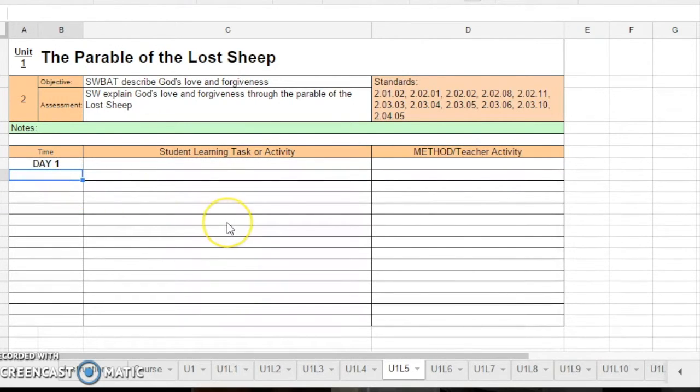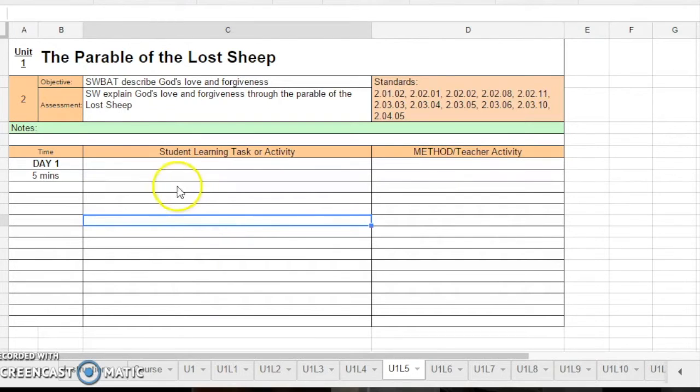When I'm thinking about the start of my lesson, I think about my students, and I know that they need to activate their prior knowledge first, and I need to get their attention and their engagement. I know that we've just done a traditional test based on this unit, and so I want to make sure that they remember exactly what we have been studying. So the student learning task or activity is going to be activating prior knowledge.